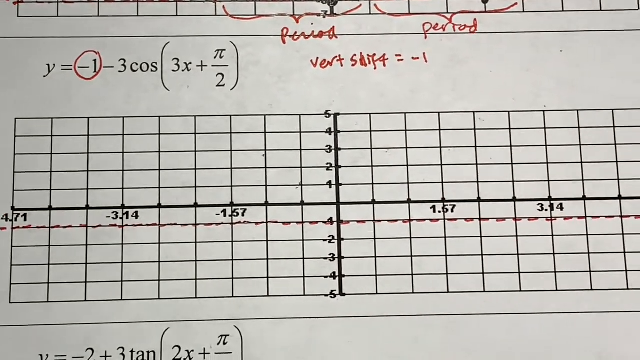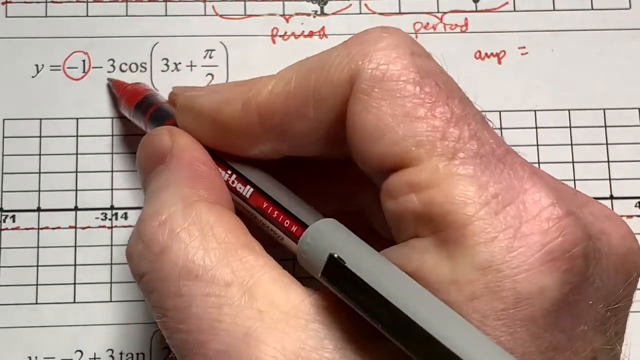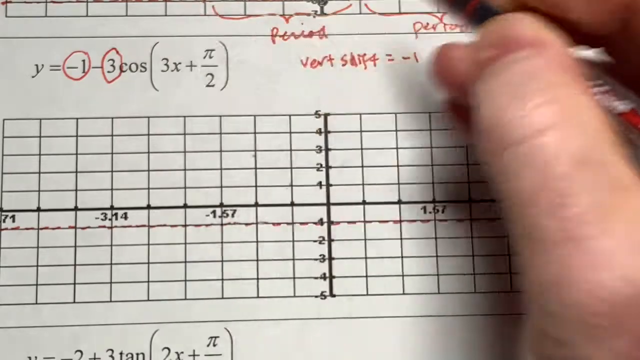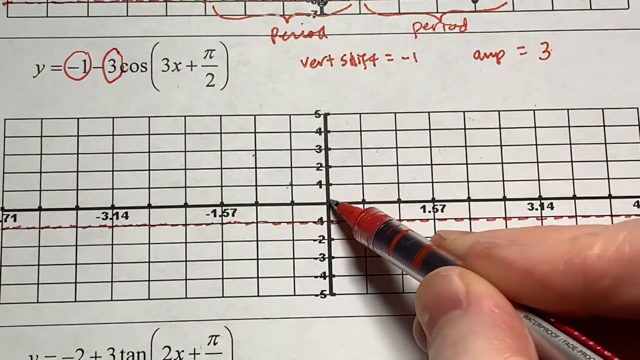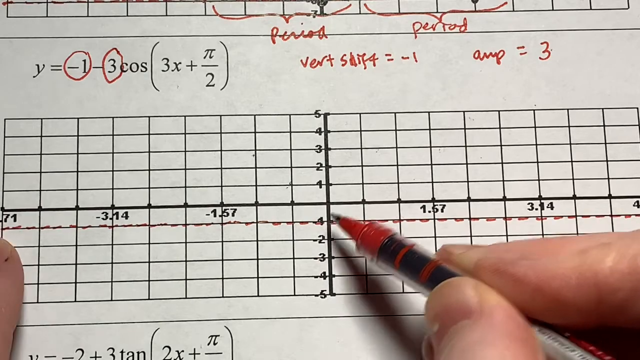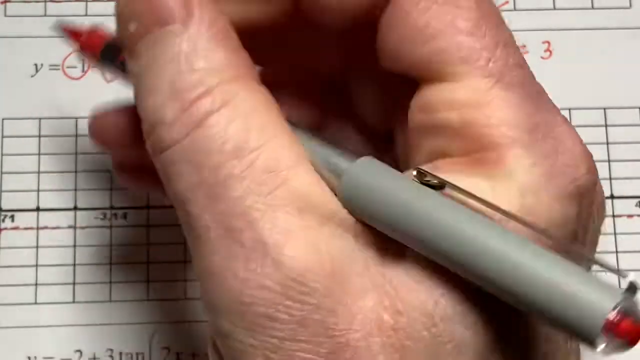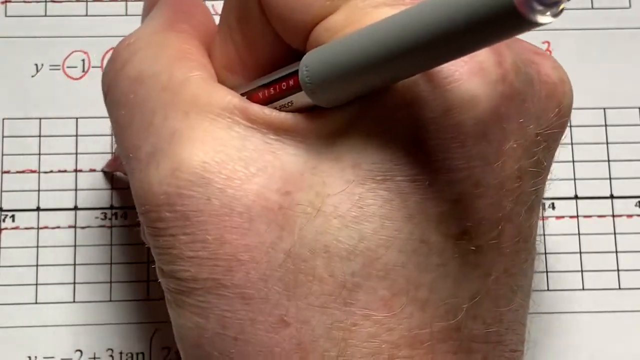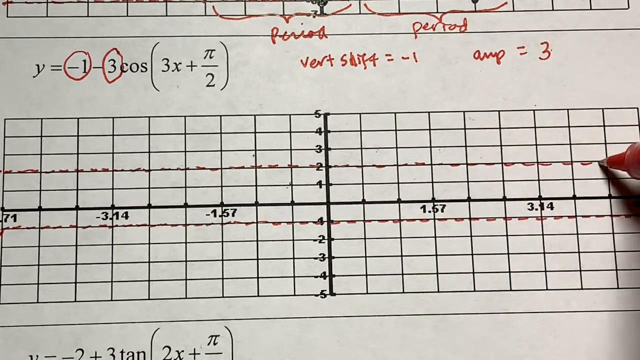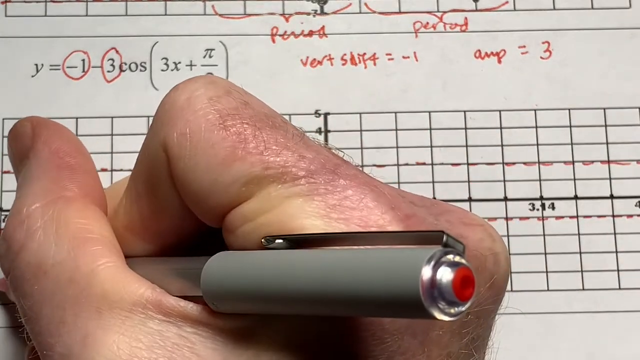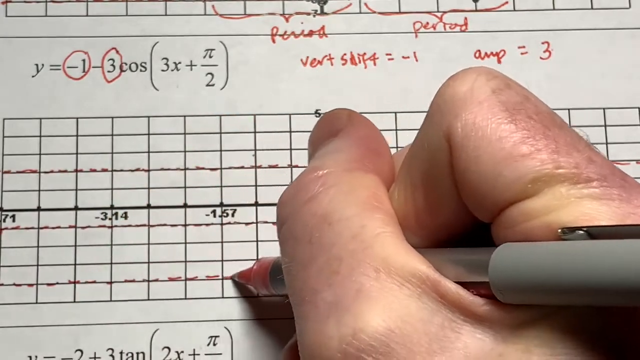Now the next thing I'm going to do is look at amplitude. So my amplitude, we're not going to call it -3. We're going to think about it as absolute value. The amplitude is 3. That means not from the x-axis, but from my new horizontal axis, I'm going up 3 and down 3. So here at y equals 2, and then also here at y equals -4, these are the high and low.